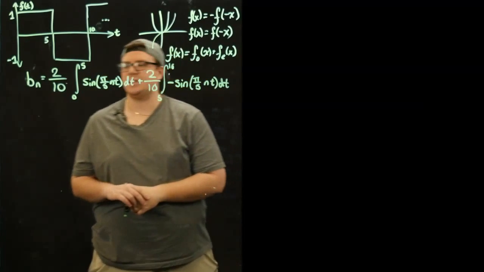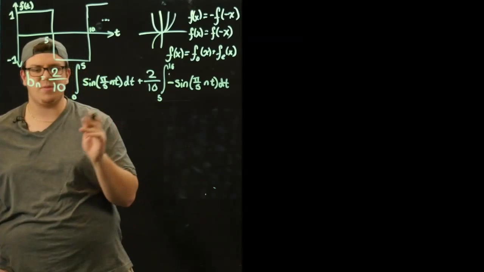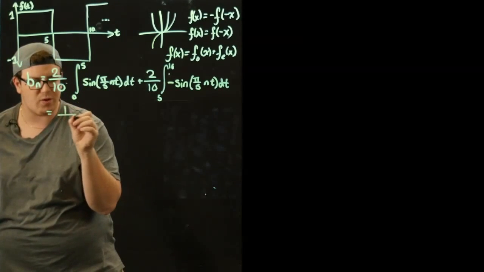So let's carry out this integration. We're going to end up with something very similar out front. We're going to end up with 1 over n pi here.